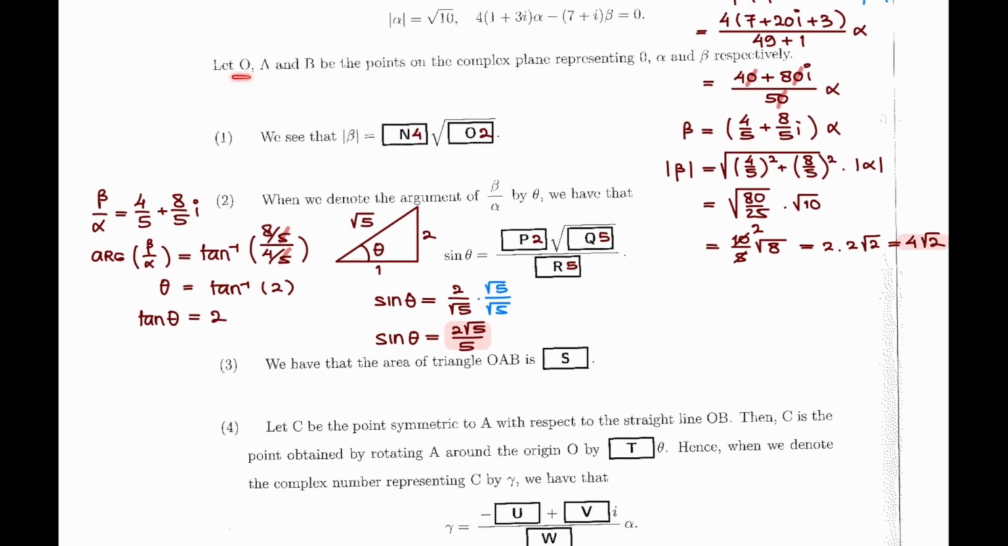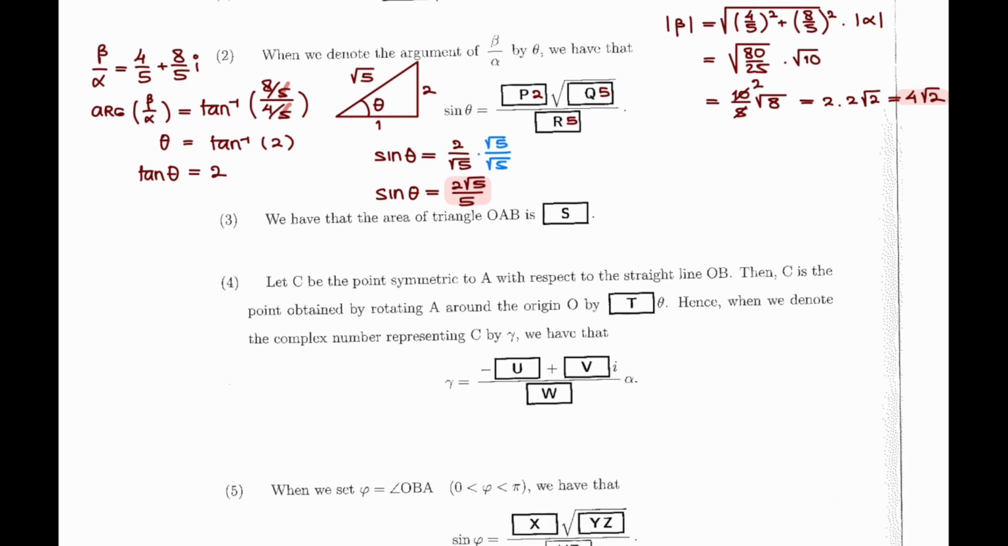Let's move to question number 3. We have that the area of triangle OAB is blah blah blah. Now we want to find the area of triangle OAB. If you remember, O is the origin, A is alpha, and B is beta.